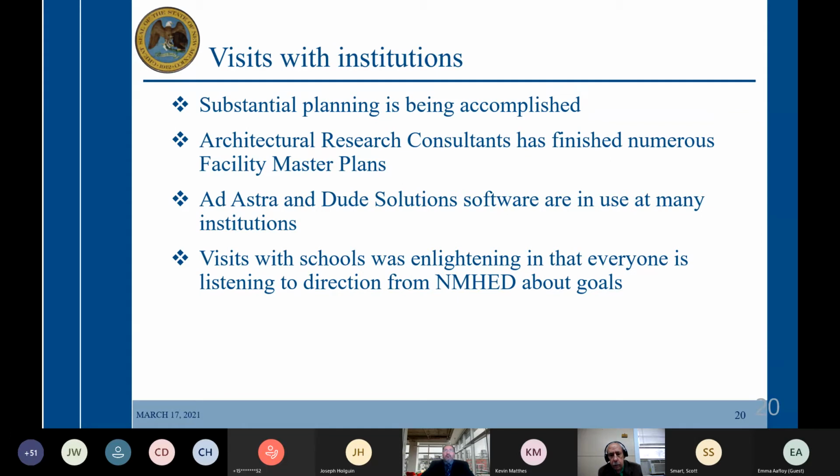Architectural research consultants, just to mention one, have done a large number of facility master plans throughout the state, quite a few. Many of the schools, particularly at the community colleges, had Ad Astra and Dude Solutions in use. Dude Solutions does everything from work orders to energy management, and a large number of schools are using Ad Astra for classroom utilization and schedule optimization, and all those things that NMHED has been looking for. And so that was particularly enlightening. And I was able to go back and report that the schools have been listening to NMHED. The process has been working pretty well as it existed.